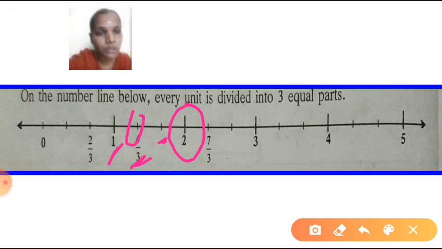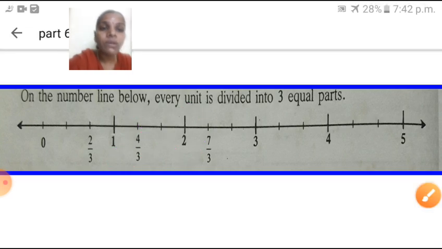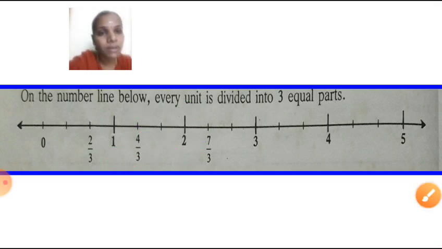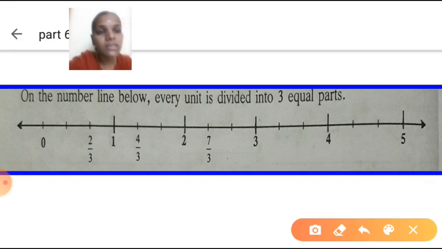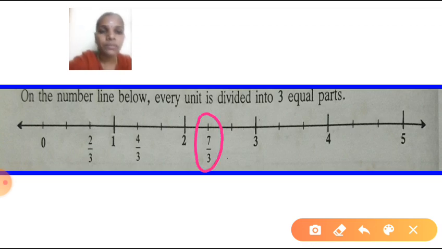True. Understood now? Next we have to show which fraction? 7 upon 3. Where will it come? Yes, after 6 upon 3, 7 upon 3 will come. So children, see here. This is 7 upon 3. Suppose I ask you one question: where should we write 10 upon 3, children?